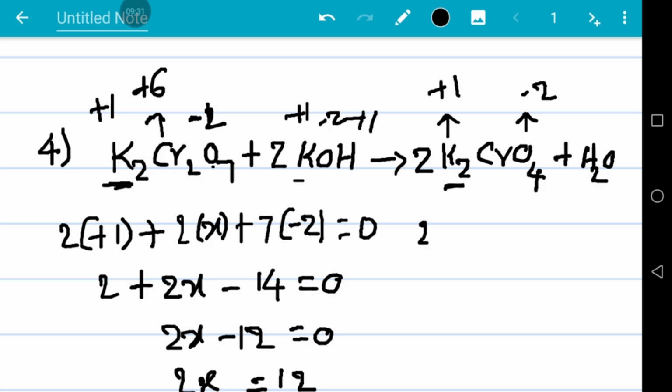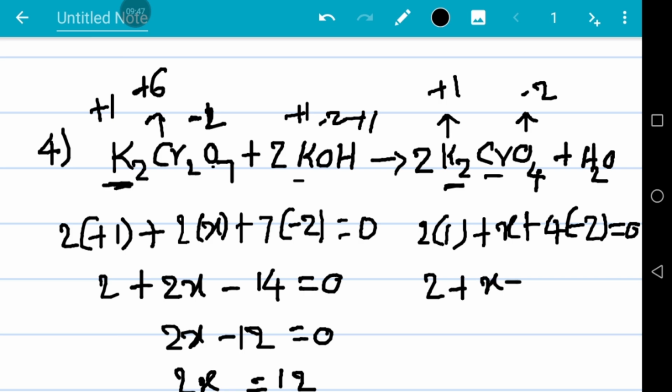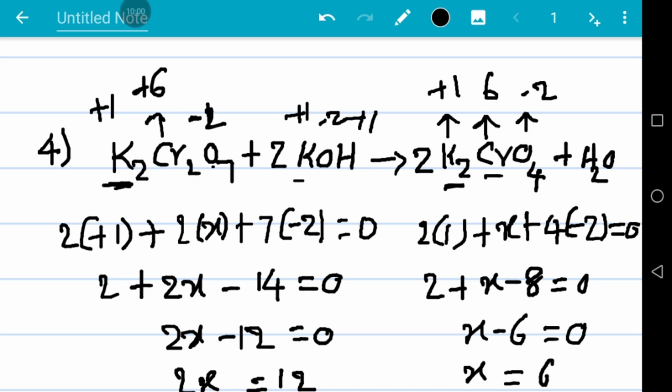2 potassiums, so 2 into plus 1, plus how many chromiums are there? Only 1, so put x. Next 4 oxygens, 4 into minus 2, equals 0. Then 2 plus x minus 8 equals 0, so x minus 6 equals 0, then x equals 6. So the chromium oxidation state is 6. Next, in H2O, hydrogen oxidation state is plus 1 and oxygen is minus 2. So these are the oxidation states.